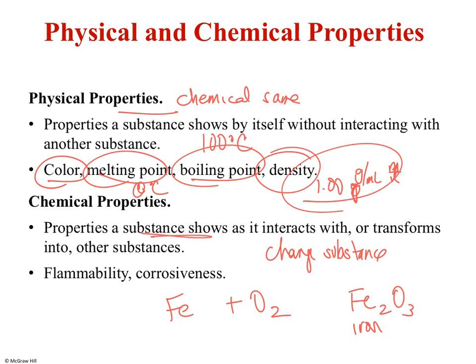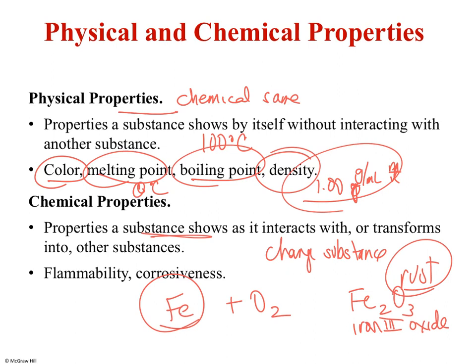Iron, let's see, 1, 2, 3, 4, 5, 6. This is iron 3 oxide, which you'll learn next chapter how to name. So iron 3 oxide is rust, okay? Rust looks very different than iron. It has a chemical change.